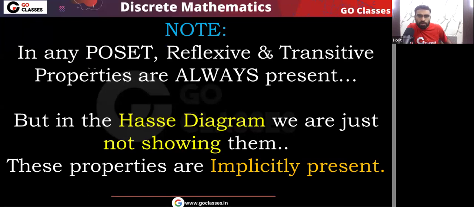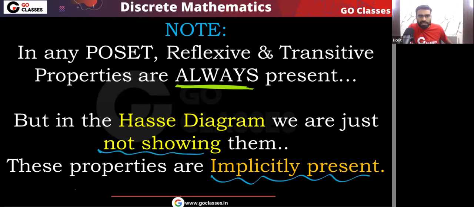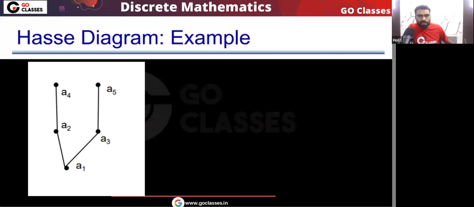Now, one thing I want to tell you, and this is a note: in any POSET, the reflexive and transitive properties are always there. Yes or no? Whatever POSET you take, the reflexive and transitive properties will always be present. But remember, in the hash diagram, we are not showing these properties. We are not showing them, but they are implicitly present. They are always present, but we are not showing them.